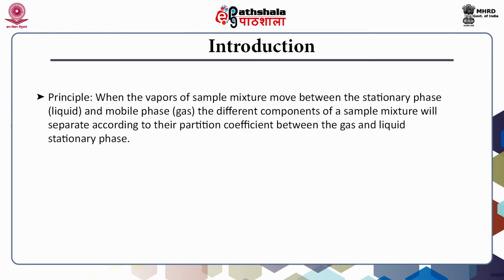The basic requirement of GLC analysis is that the sample should be in a vaporized state at a temperature below 350 degree Celsius. So, that means we need a plug of vapor. The components of the vaporized sample are fractionated and separated according to the partition coefficient between the gas and the liquid stationary phase. So, that is the basic principle of gas liquid chromatography.